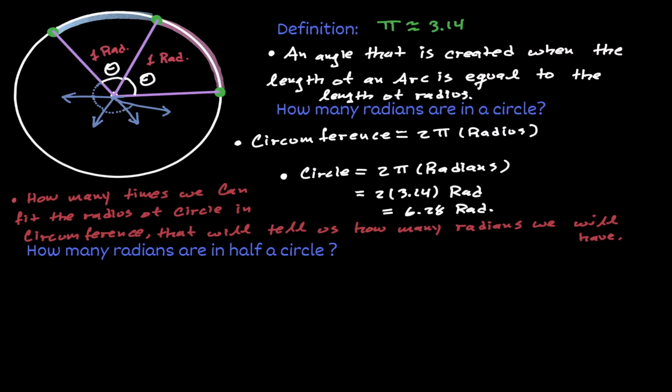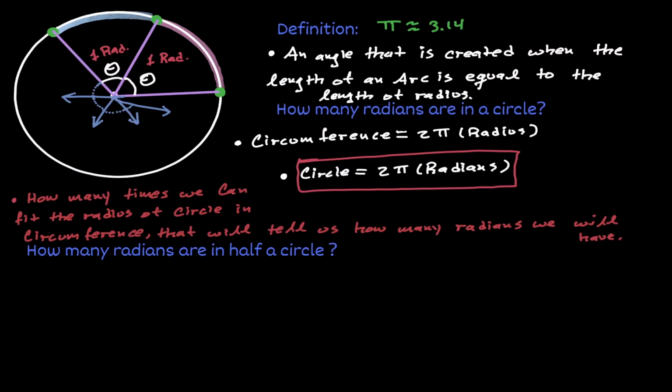We don't usually just keep it in terms of 6.28 radians. That's an approximation, but we always leave it in terms of pi. We can say that we have 2 times pi as many radians within a circle. So we have shown that in a full circle, we can fit 2 times pi as many radians. So how many radians can we fit in just half a circle? We have already established that in a full circle, we have a total of 2 times pi radians.